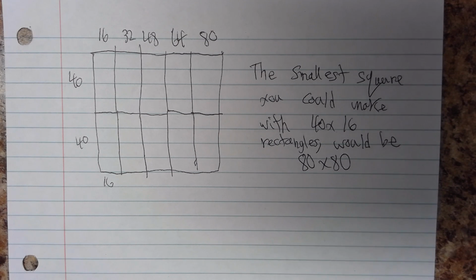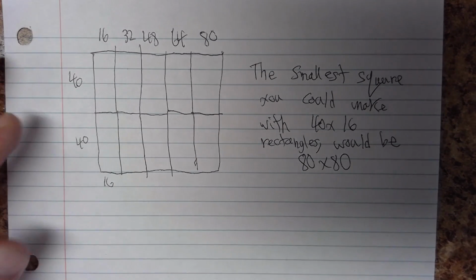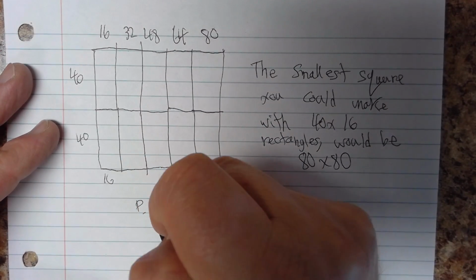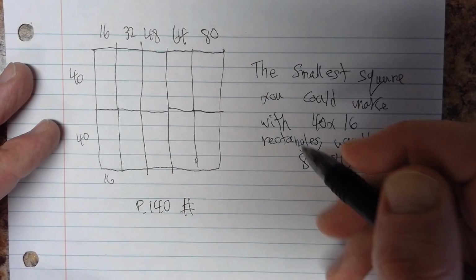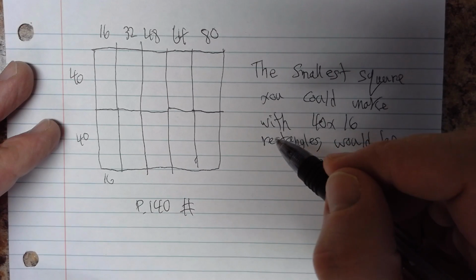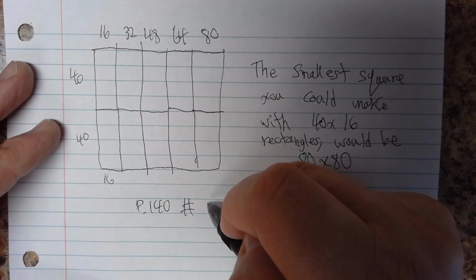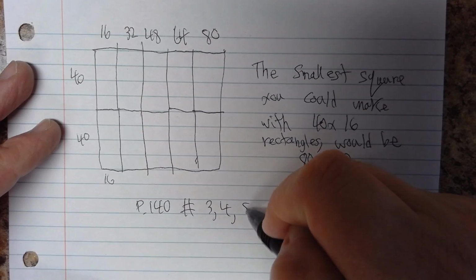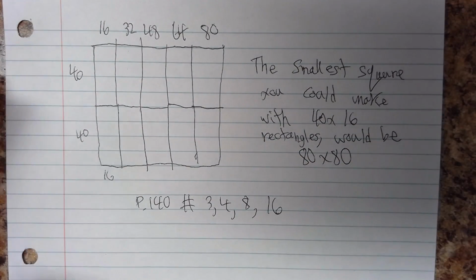Let's look at your homework now for this lesson. I'll do everything on page 140. Page 140, numbers 3, 4, 8, and 16. And what I thought I'd do is I'll do the first question of each set. Okay?